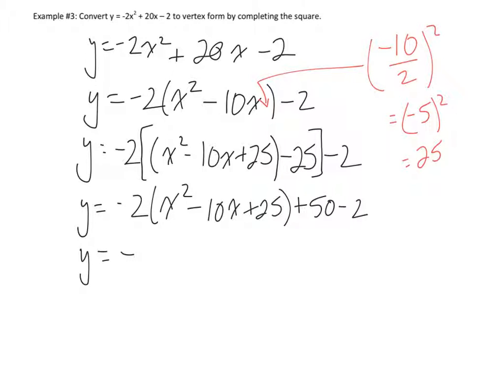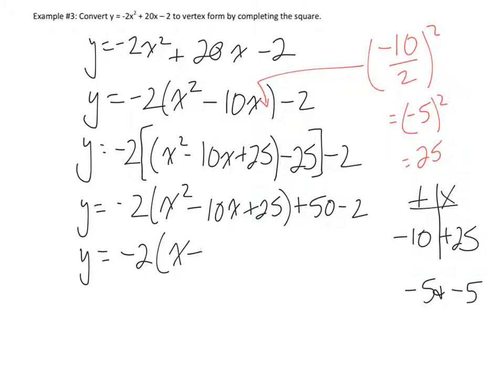Y equals negative 2. And now I'm going to factor this trinomial. The factors are going to be what multiplies to positive 25 and adds to negative 10. And I know that's going to be negative 5 and negative 5. So I can say x minus 5 squared. And then I can deal with this over here and say what is positive 50 minus 2, and that would be positive 48. And my vertex on that would be positive 5, positive 48.